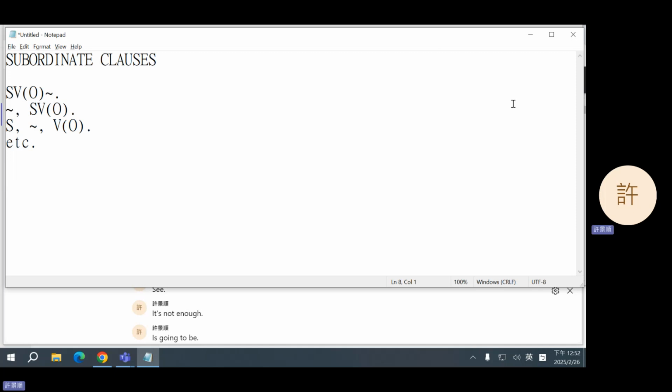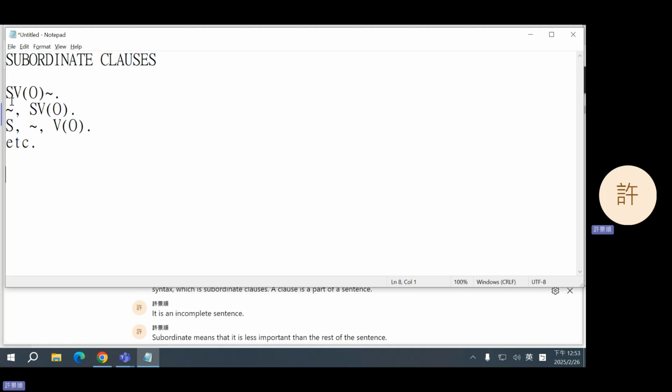This week, we're talking about one of the most basic concepts in English syntax, which is subordinate clauses. A clause is a part of a sentence. It is an incomplete sentence. Subordinate means that it is less important than the rest of the sentence.